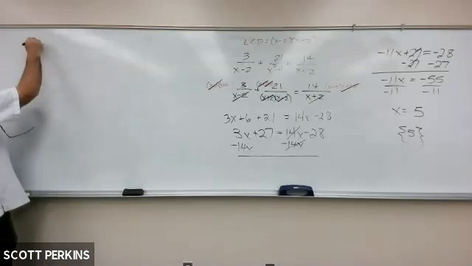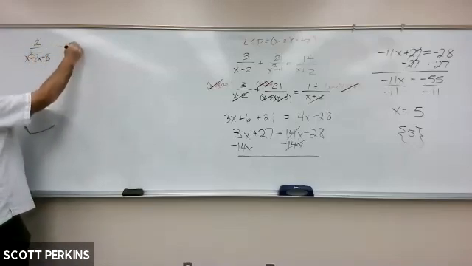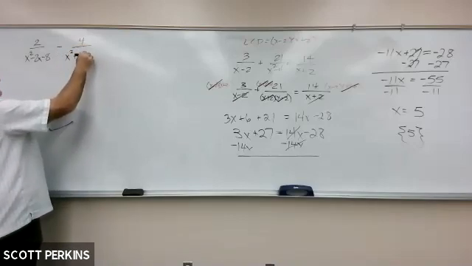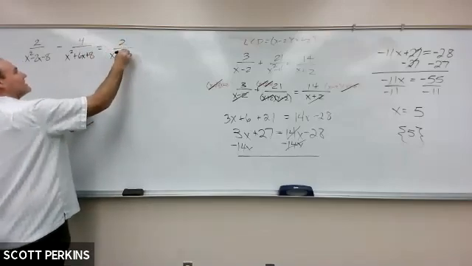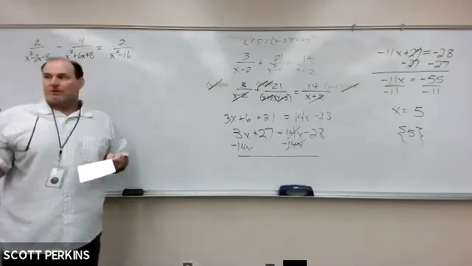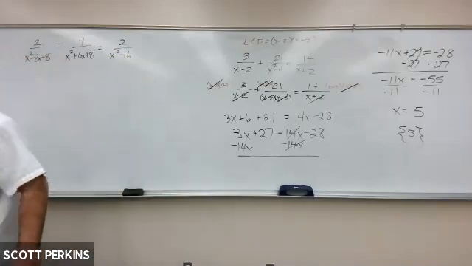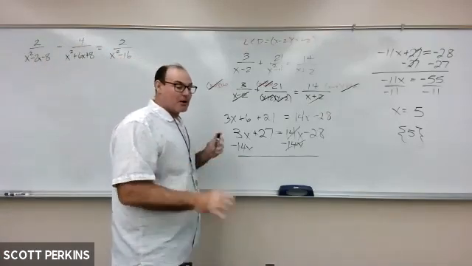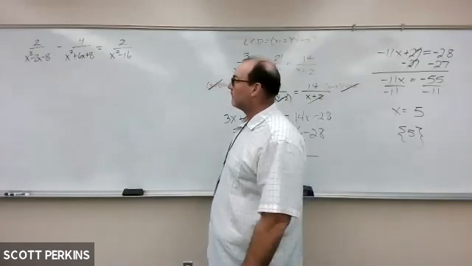So here we go. We've got 2 over x squared minus 2x minus 8 minus 4 over x squared plus 6x plus 8 is equal to 2 over x squared minus 16. So you've got 3 things to factor. That's fantastic. And then figure out the common denominator. If you feel good about that, keep going. If you want to wait for me, I will help verify that you got the right common denominator.